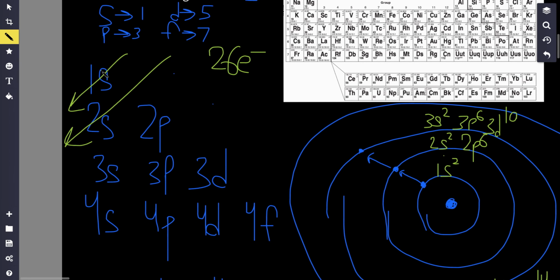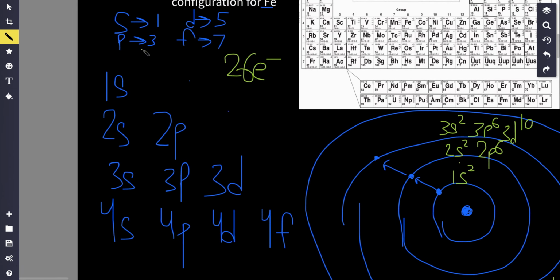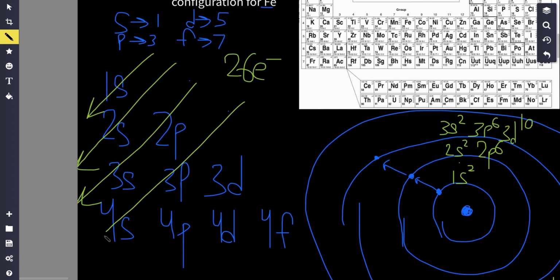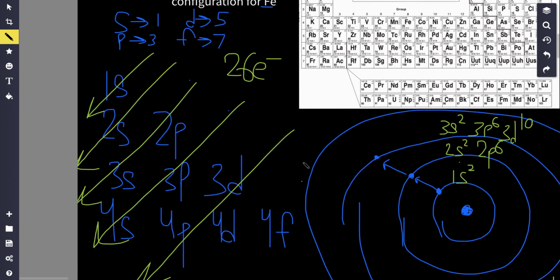So I'm going to have the 1s orbital in the first shell. And then for my second shell, I'm going to have the 2s and then 2p. For my third shell, I'm going to have 3s, 3p, 3d. And notice how everything is sort of lined up, right? So what I'm going to do is draw a line downwards diagonally, like so. And this basically gives you the order in which to write down the electron configuration.